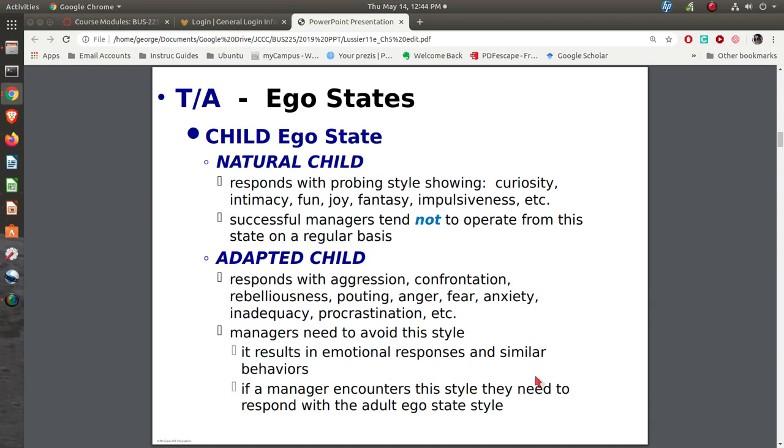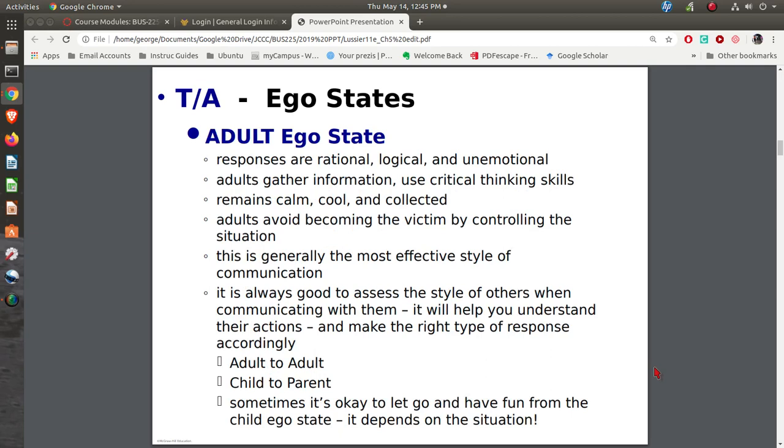In the child ego state, there are two different childs. You have your natural child, which is basically full of joy and fun and fantasy and impulsiveness. The adaptive child is one that responds with aggression and confrontation, and rebelliousness. The key is the adult ego state. The adult ego state is basically responding with rational ideas, logic, things like this. They remain cool and calm. It's the most effective style of communication.